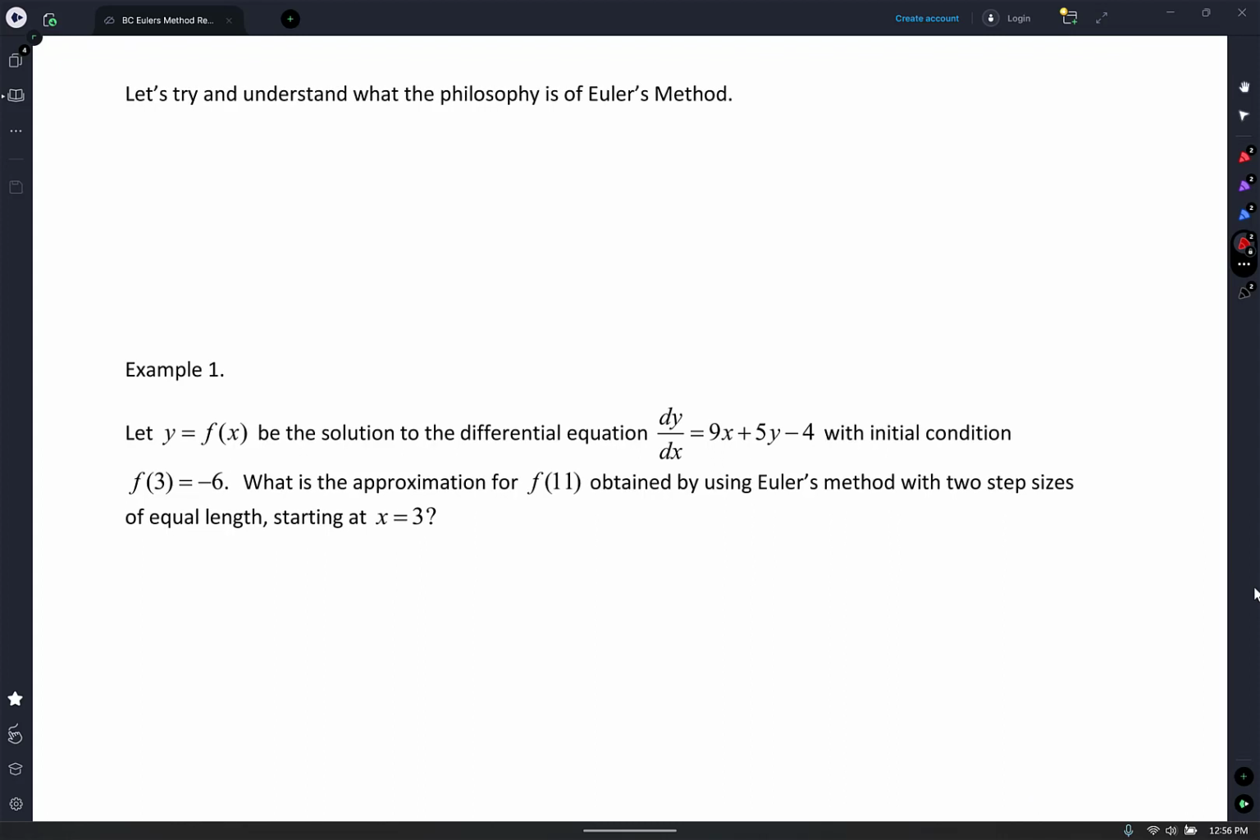So let's try to understand what the philosophy of Euler's method is. It's just another way to approximate. If I have a curve, you're literally just finding a tangent line to approximate a y value of that.